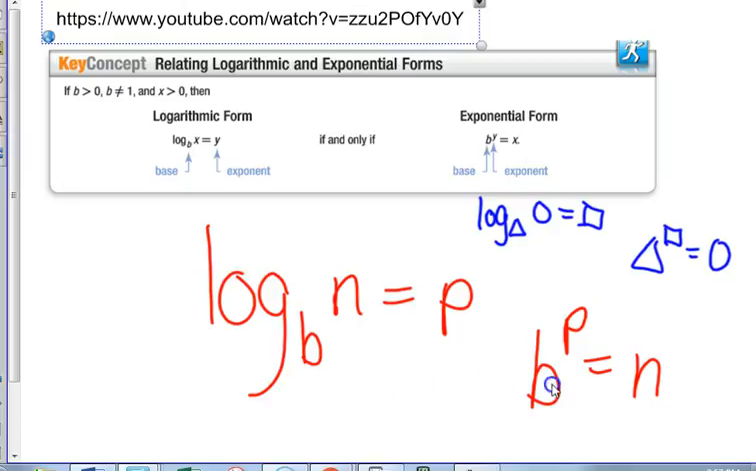You have to be able to go back and forth. They're going to give you this and ask you to write it like this, and they're going to give you this and ask you to write it like this. There's going to be questions like, write this in logarithmic form, and I'm going to forget that. You won't forget. I hope not. You'll have done enough by then.